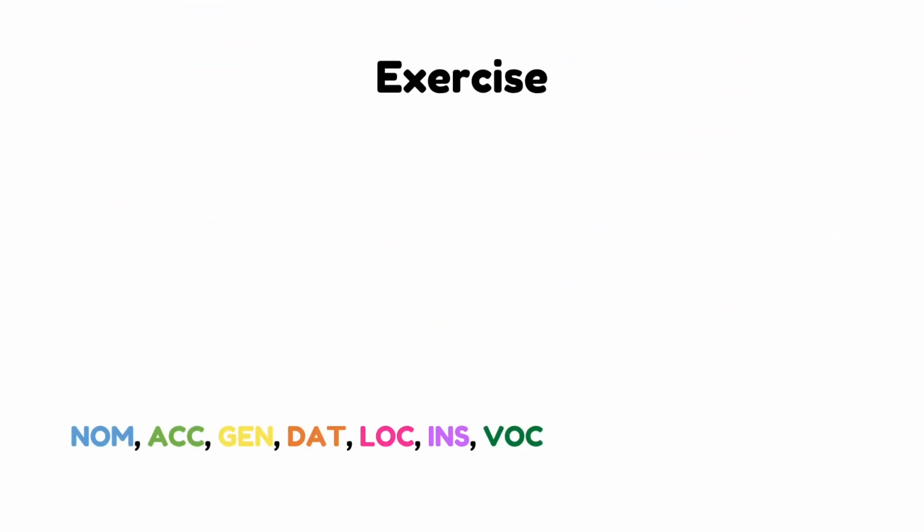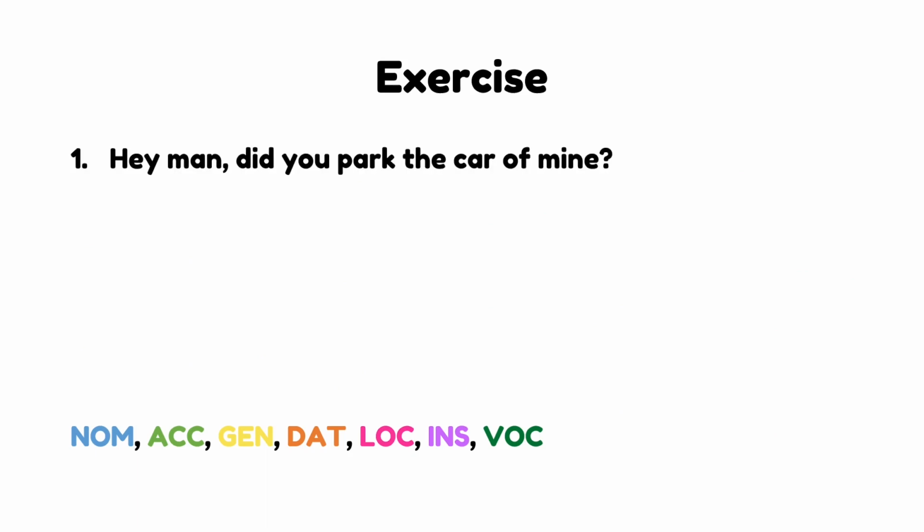Here's a little exercise to see what you've learned. I color-coded all of these cases so you can remember. Hey man, did you park the car of mine? You can pause the video between sentences. Man is in the vocative case because you're addressing him directly. You is the person that's doing something, so you're in the nominative case. The car is in the accusative case, and of mine is in genitive.